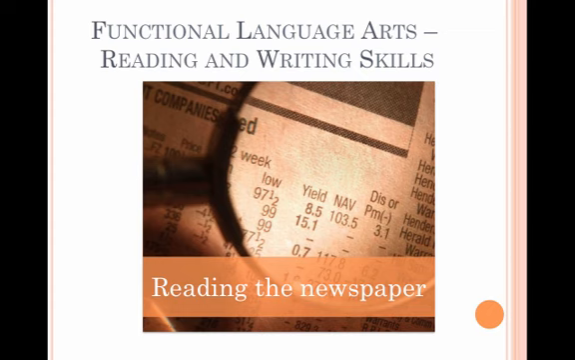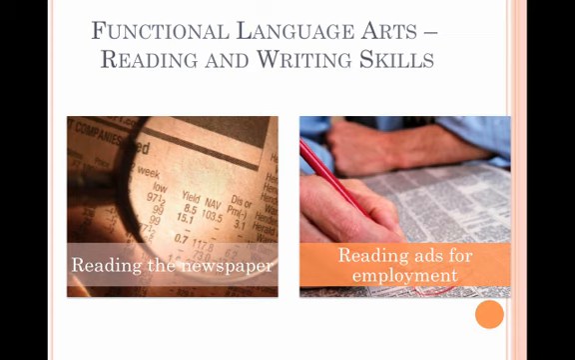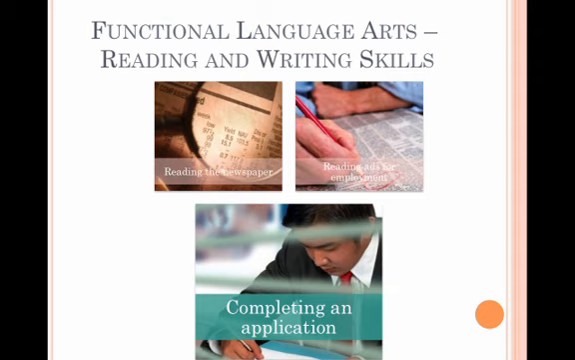So reading the newspaper obviously fits within this category. Reading ads for employment. You're still using basic core reading skills, but the material that you're reading has a functional context. Completing an application, certainly being able to read what's being asked for, being able to write legibly and clearly and concisely on that application to be able to make a good first impression with employers is key and can be considered to be a functional reading and writing skill.